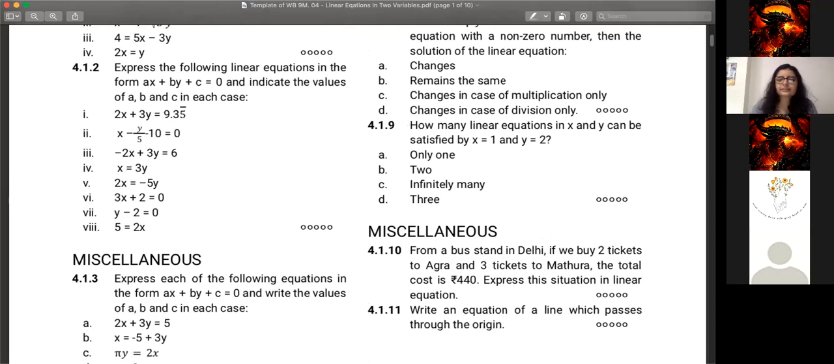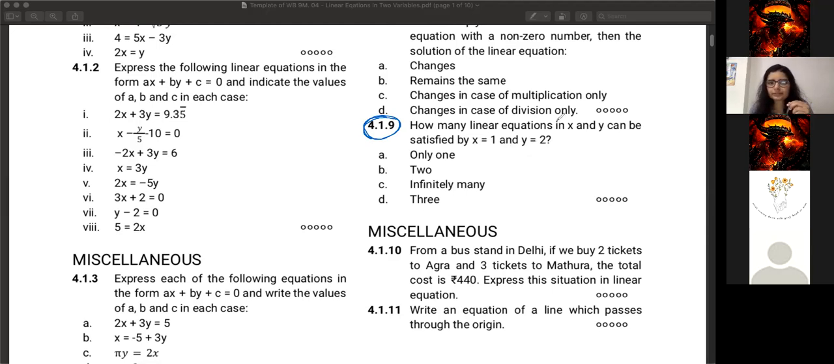How many? 4.1.9. What is the answer to this? So how many linear equations in x and y can be satisfied by x equal to 1 and y equal to 2? Swayam, is that your option number or is that your answer? Option number. अच्छा, तो फिर सही है. Suhani also got it. Oh wait. It should be like this. हाँ. Aryan.